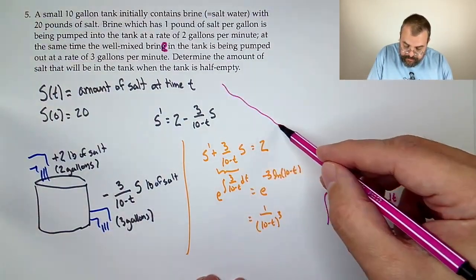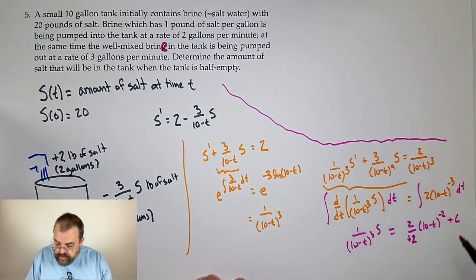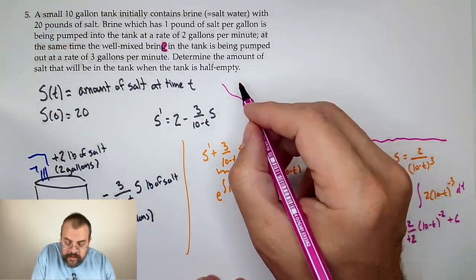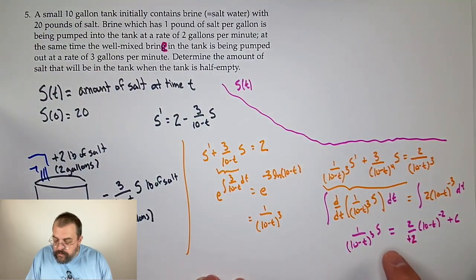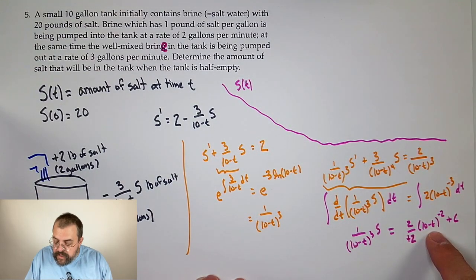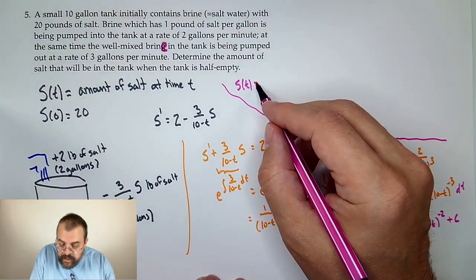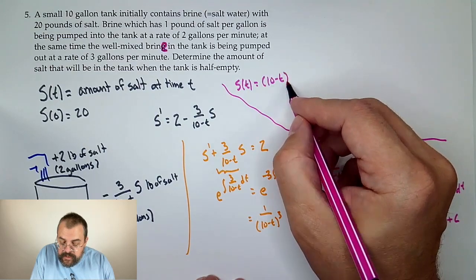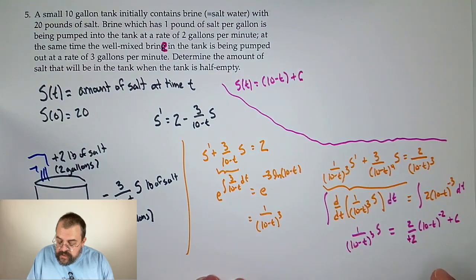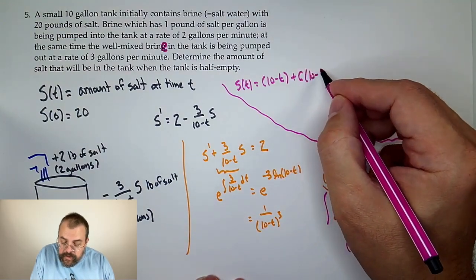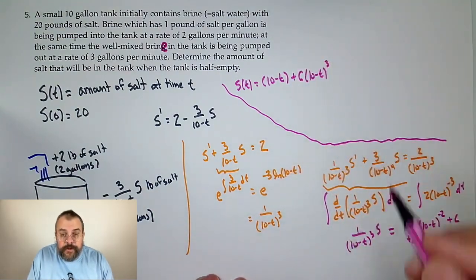So to finish up, multiply through by (10 minus t) cubed, and we'll move up here. So we say that the amount of salt at any given time t, well, that's (10 minus t) to the minus 2 times (10 minus t) cubed, which will give us a 10 minus t, plus some constant times (10 minus t) cubed.